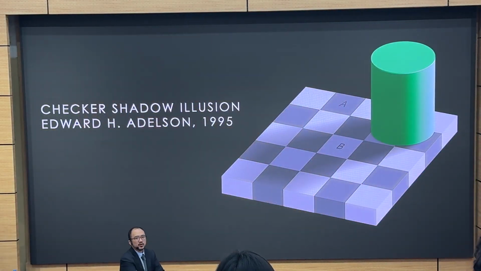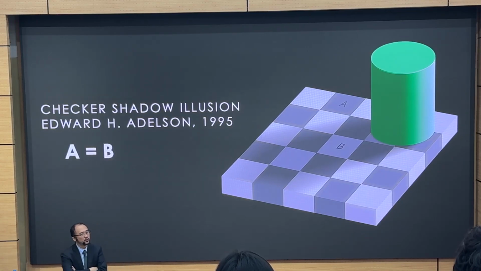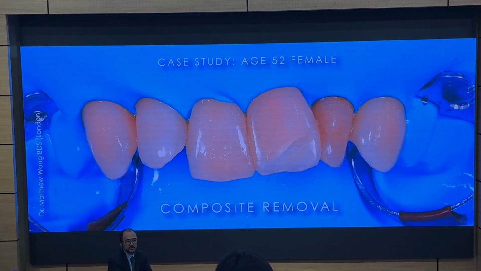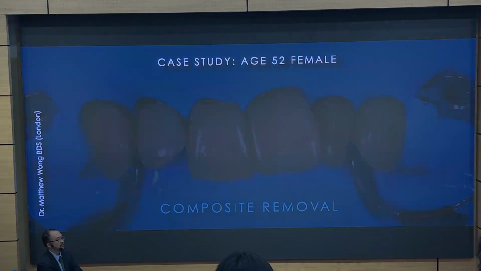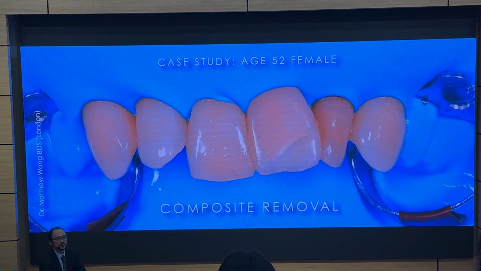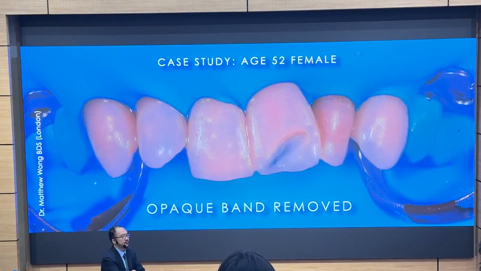This is basically the reason why it looks translucent at the edge, because there's a bit of an illusion. I'm not going to go through this with you, but you can see A and B are actually the same color. Now, how do I remove it? Rub it down again. I expose the composite. You can see the white line there. That's unsupported enamel. So grind that off.